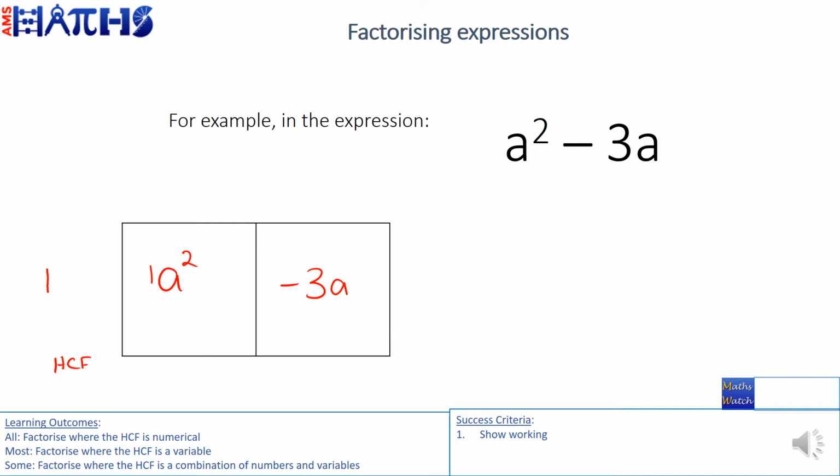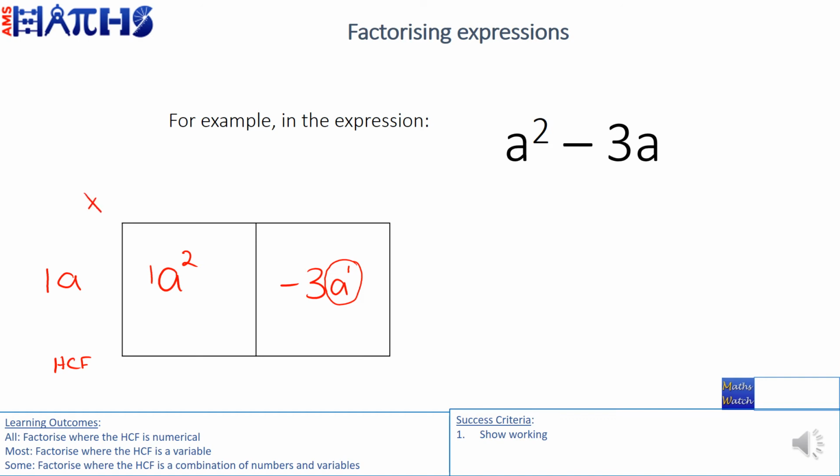So all we need to do is select the a with a smaller power. As we know, the a here has a power of 1. So that means that we'll have to choose this a for the highest common factor in a. So we'll write that outside. So our overall highest common factor is 1a, or just a.